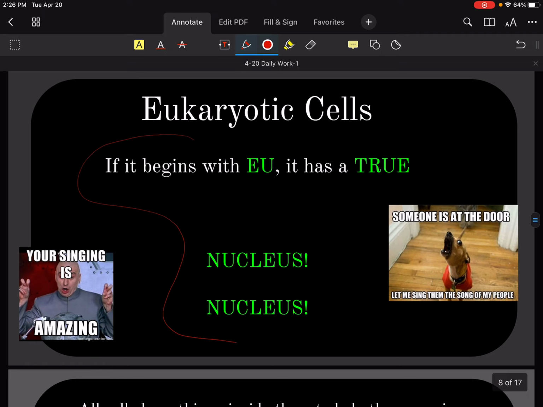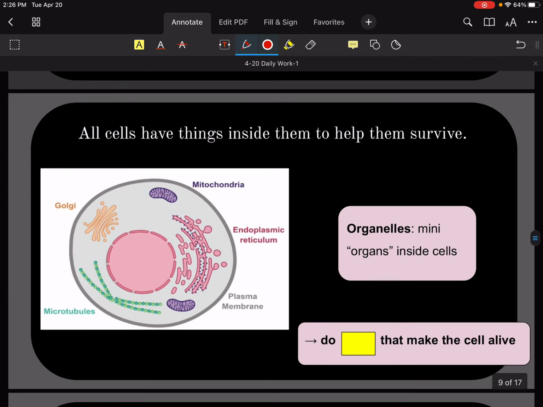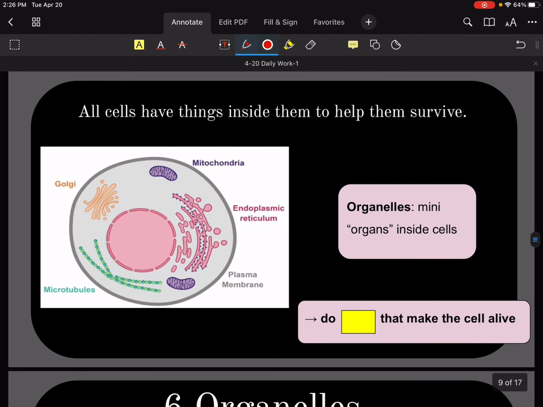Now, here's a little rhyme you can remember if you want. But now we need to go into more organelles. Our first organelle example that we talked about was the nucleus. And now we're going to move on to more. And organelles are like mini organs inside of cells.